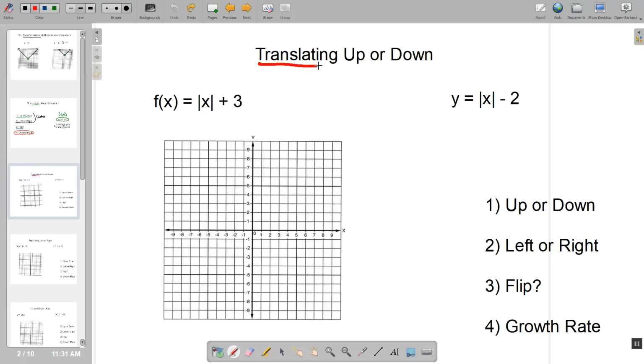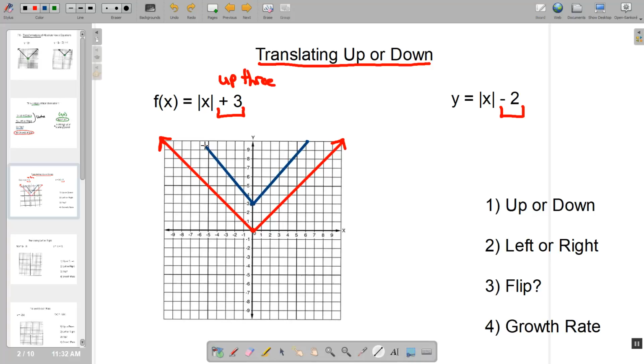So when we are translating the vertex up or down, we always look at what's after the absolute value symbol. So for example, if the function absolute value of x is going to look like this in either direction, the absolute value of x plus 3 at the end means the vertex is going to go up 3, which means our new function is going to look like this. Everything else stays exactly the same, except that our function has moved up 3.